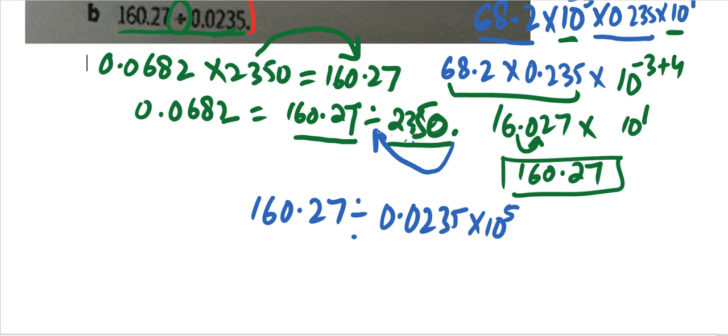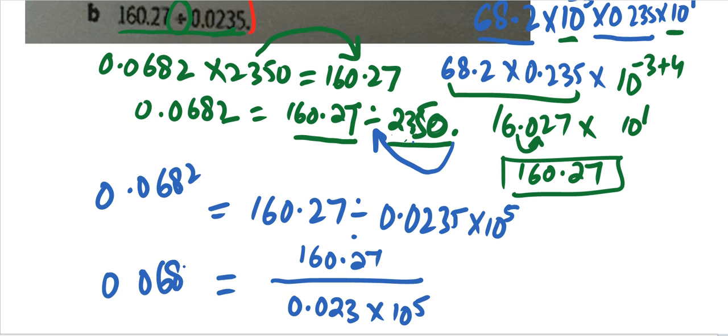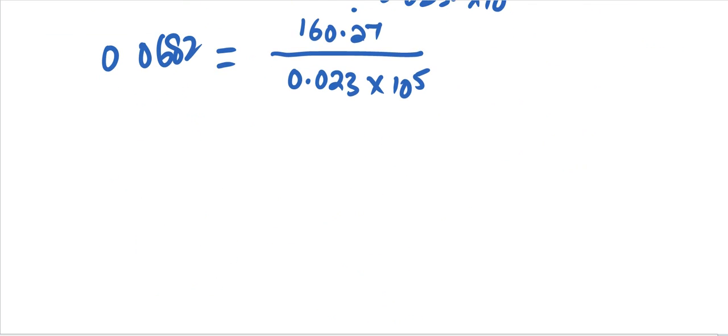So now I can say that if I rewrite this number like this, 160.27 divided by 0.0235 times 10 raised to the power 5, that is equal to 0.0682, right? Now we want to find the value of only these two numbers.